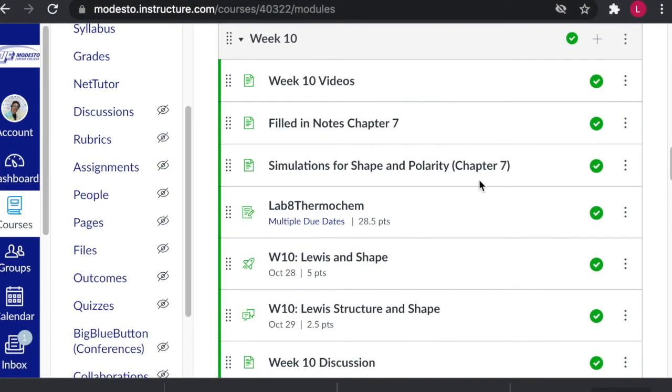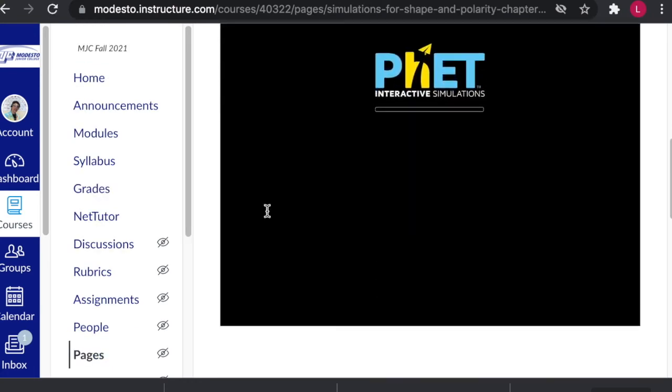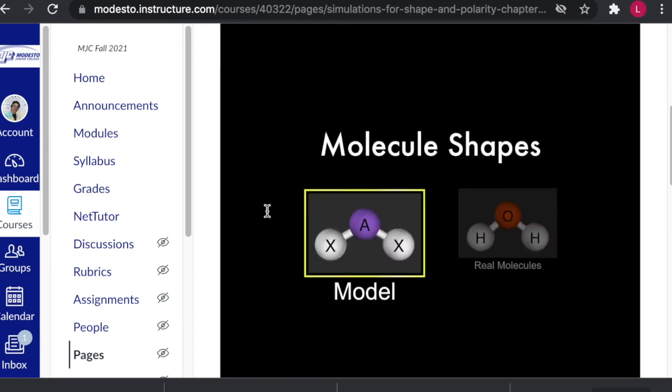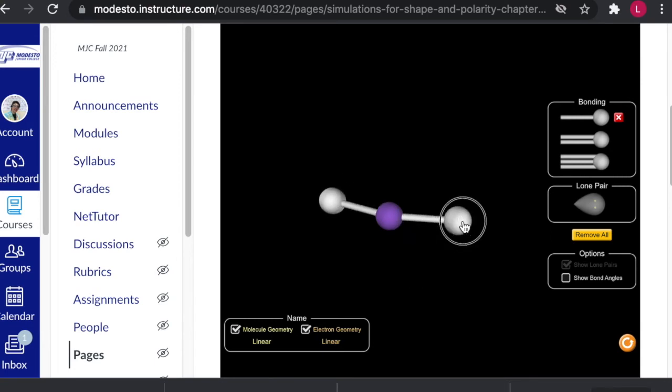I wanted to encourage you to take a look at the simulations for the shape and polarity that we're learning about. It's in our week 10 module. So this first one listed is the one for shape. Go ahead and check the boxes for the molecule geometry, which is what we're calling the shape, and the electron geometry, which we're calling the geometry. We can show the bond angles also.